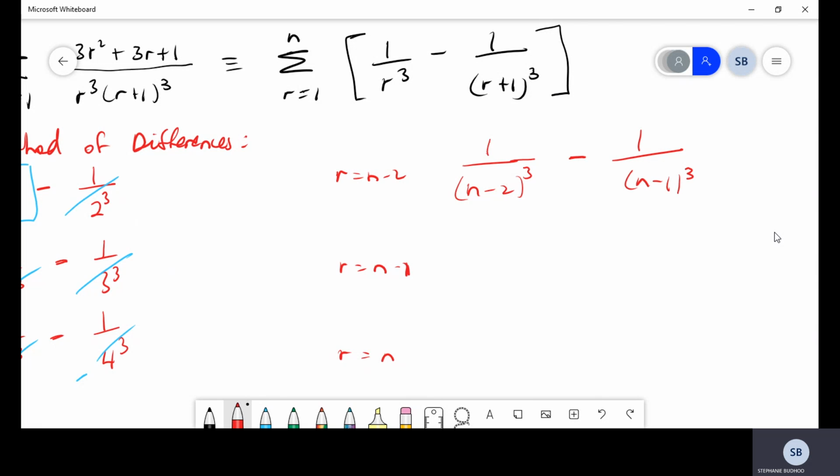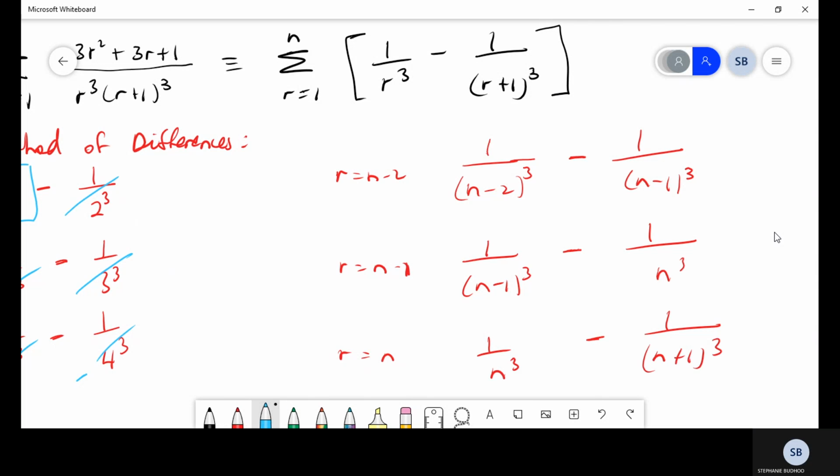All right, subtract 1 over, when we have n minus 2 plus 1 is n minus 1 cubed. Continuing, you have 1 over n minus 1 cubed minus 1 over n minus 1 plus 1 is just n cubed. This will be 1 over n cubed. And then finally, minus 1 over n plus 1 cubed. Right, let's see what cancels. This one is going with this, and this one will go with the one just before it. So we end up getting this in addition to its sign.